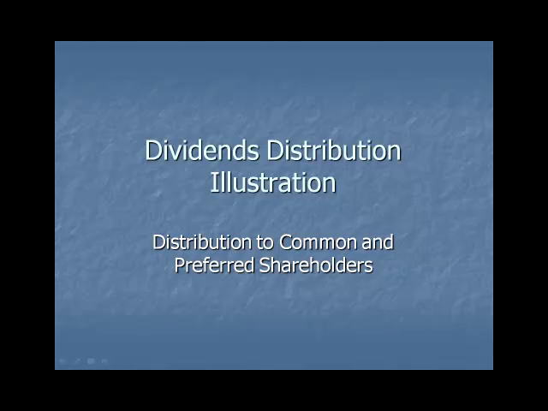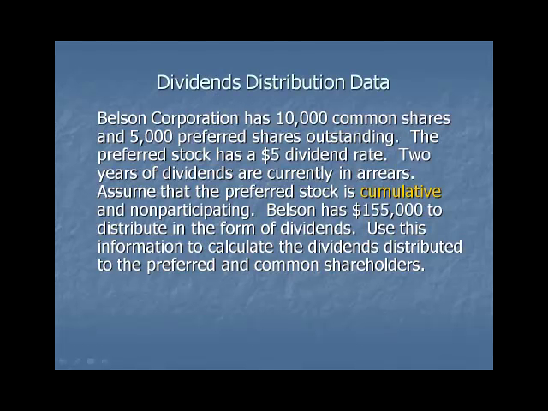This is a dividends distribution illustration showing how a distribution of dividends would go to common and preferred shareholders. The example data is Belson Corporation has 10,000 common shares and 5,000 preferred shares outstanding. The preferred stock has a $5 dividend rate.